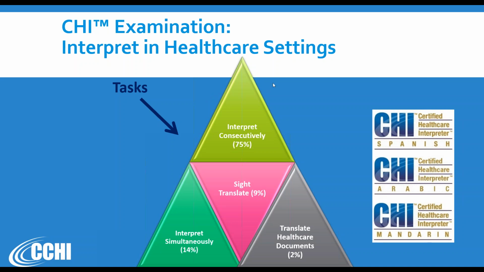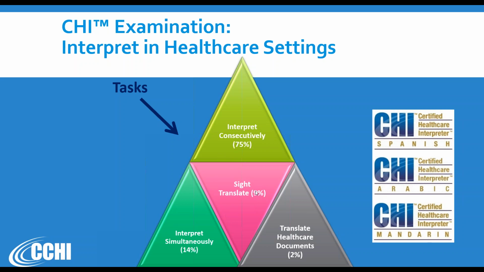On the exam, we have 4 different domains or areas that we check. Your skills in interpreting consecutively, and that constitutes 75% of the exam, and your score is weighted at 75% for that section. Those are just dialogues. Then interpret simultaneously, 14%.